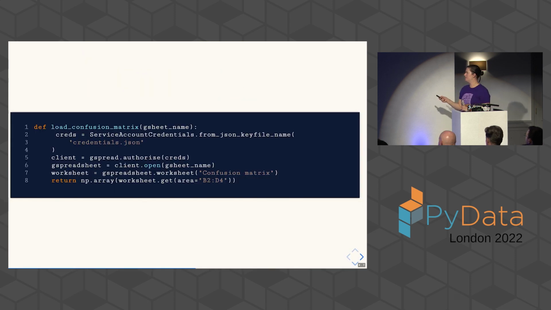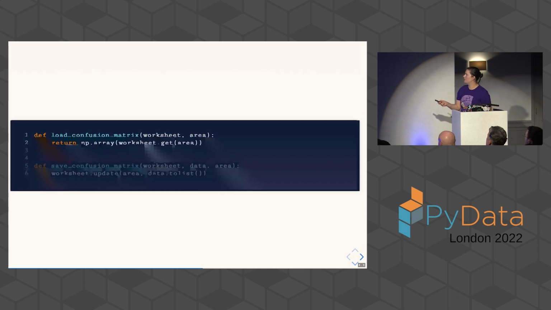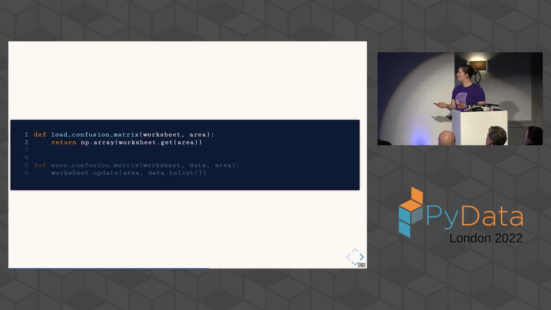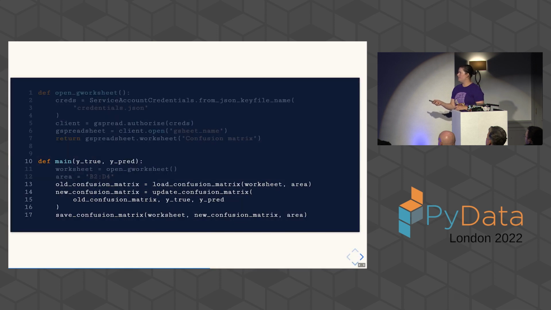So again, we're back to this thing. What we really care about is this line: I want to get the data which is in the B2 D4 area. I don't want anything else. So, okay, let's extract that, put it into its own little function. And same thing here. When we are saving, we are just updating. And this is our new main.